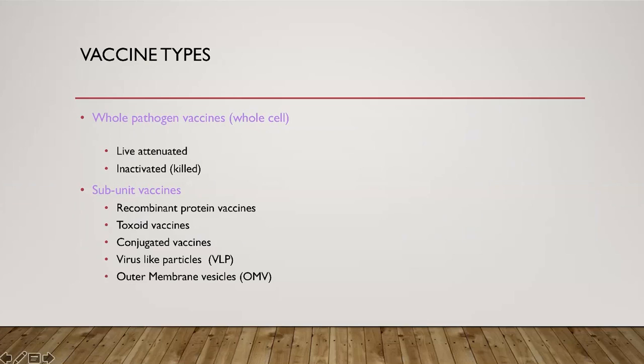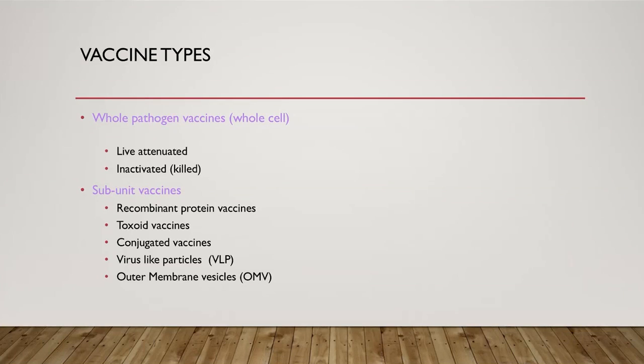So there are about four major types of vaccines. The first type is the whole pathogen vaccine. That means the whole bacterium or whole virus is included in the vaccine. And it can be either a live attenuated or partially killed vaccine, or a completely killed, inactivated vaccine. We will discuss this in my later slides.